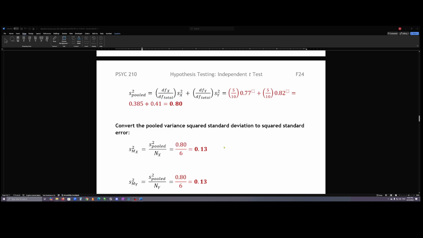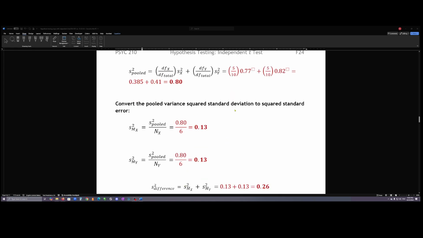Now, we need to convert that pooled variance, which is squared, the squared deviation, to the standard error. So, yeah, mouthful, a little confusing, but essentially we have the pooled variance here, and we are trying to ultimately get to a standard error estimate for our comparison distribution.